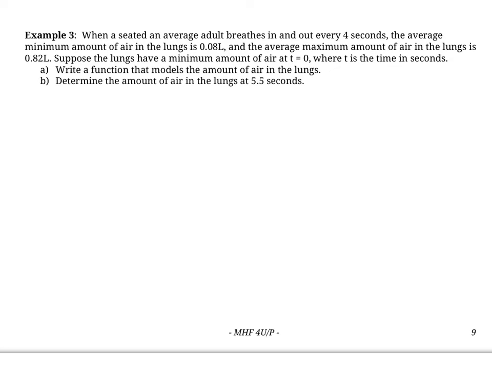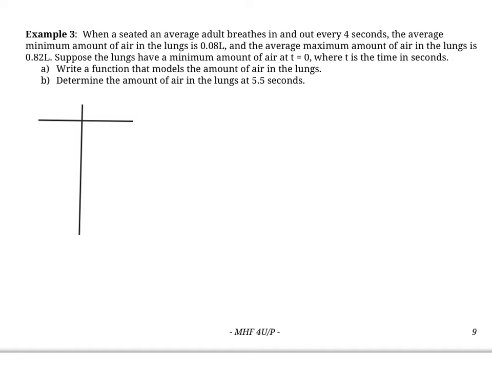We're given one more clue, which is that suppose the lungs have a minimum amount of air at t equals 0. So when we start the timer, or we start collecting data, we'll start at t equals 0, and we're at a minimum amount of lung capacity of 0.08 liters. So the first question is to write a function that models the amount of air in the lungs. Really, we don't even need this part because the actual question is saying determine the amount of air in the lungs after 5.5 seconds. So to do this part here, we need to come up with a model.